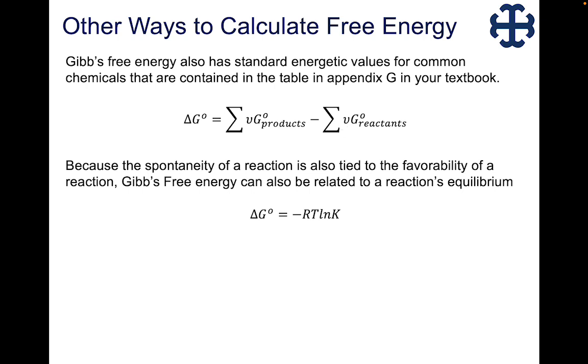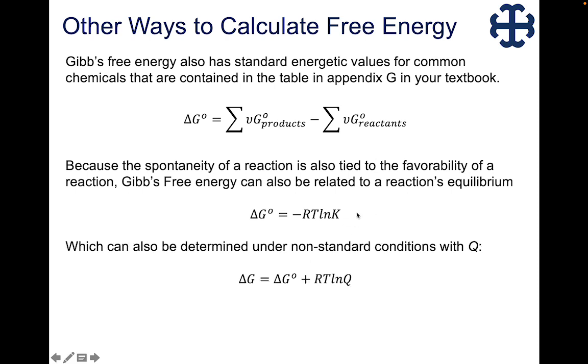This nu sign here is, of course, our stoichiometric coefficient. One of my favorites is that we can actually relate Gibbs free energy to our equilibrium constant, K, just like we did with our electrochemistry. And so when we have delta G standard, we know that that is going to be equal to negative RT times the natural log of K, which is, again, our equilibrium constant.